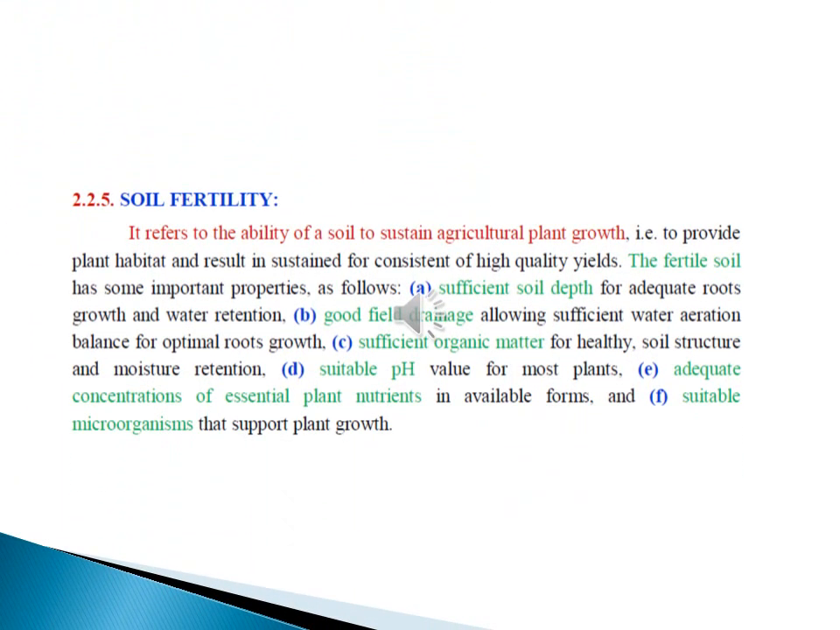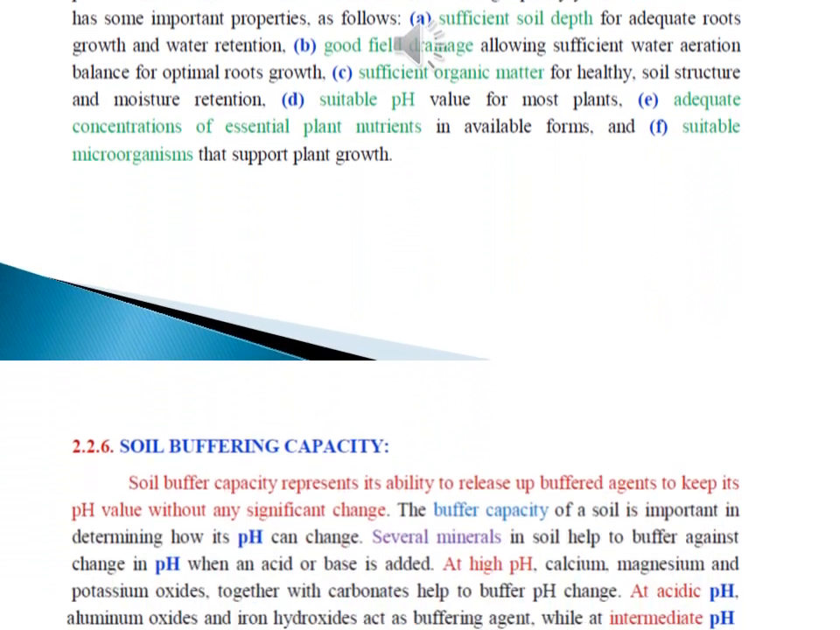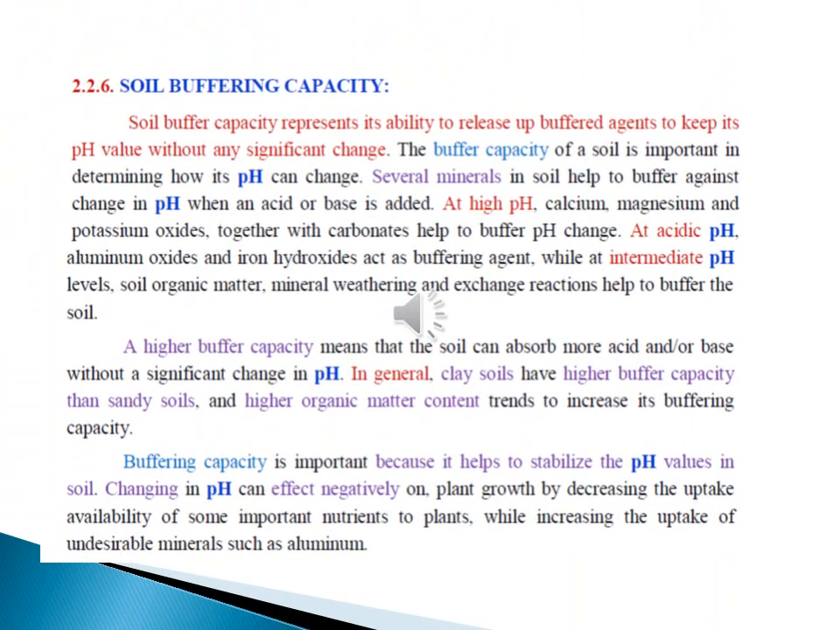Soil fertility refers to the ability of soil to sustain agricultural plant growth, providing plant habitat and resulting in sustained and consistent high quality yield. Soil buffering capacity represents its ability to release buffering agents to keep its pH value without any significant change.